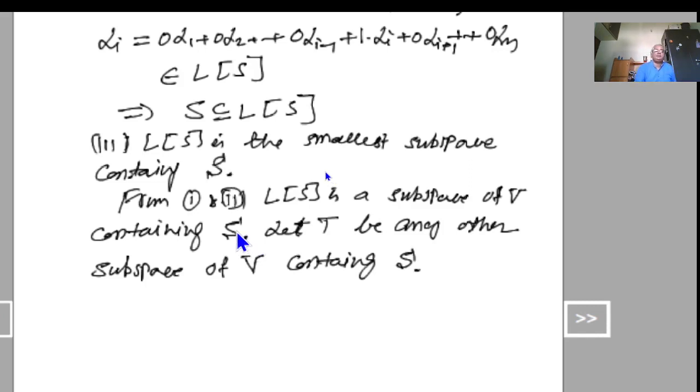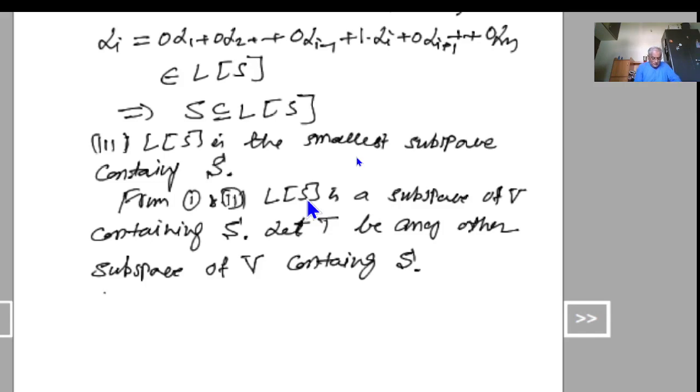That is, S is a subspace of V containing S, and T is also a subspace of V containing S. We have to prove that L of S is smaller than this T, that is, L of S is a subset of T. To prove that, I will consider an element alpha belongs to L of S. Then I have to prove that alpha also belongs to T. That implies L of S is a subset of T, which implies L of S is the smallest subspace containing S.